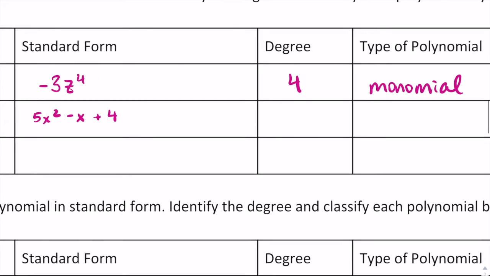Now the degree of this one is always your first term's degree. So my first term is 5x squared. The degree of this is 2. So the entire polynomial's degree is 2. And this is a trinomial.